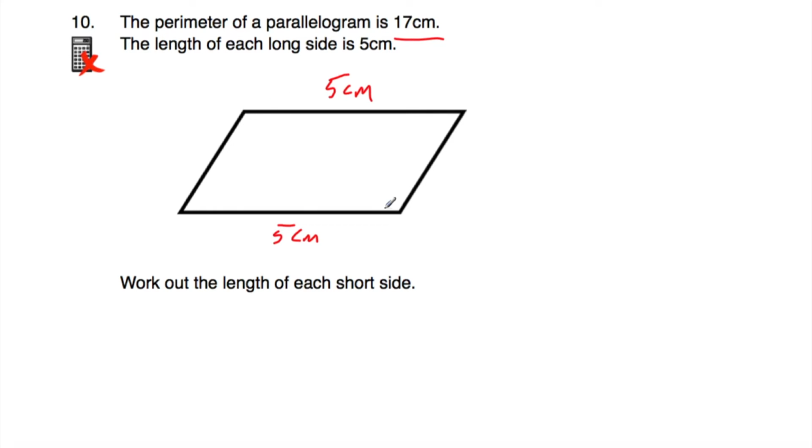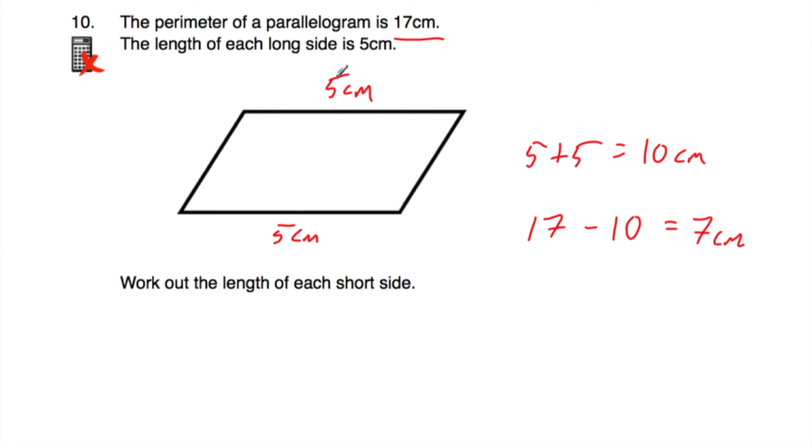So if we do 5 plus 5, well, 5 plus 5 is equal to 10 centimetres. So the length of the top and the bottom is 10 centimetres. If we now take that away from 17, the perimeter of the whole shape, we do 17 take away 10, that'll tell us what the left-hand side and the right-hand side must add up together to be. So 17 take away 10 is equal to 7 centimetres. So that means the sum of the length of the left-hand side and the right-hand side will be 7 centimetres.